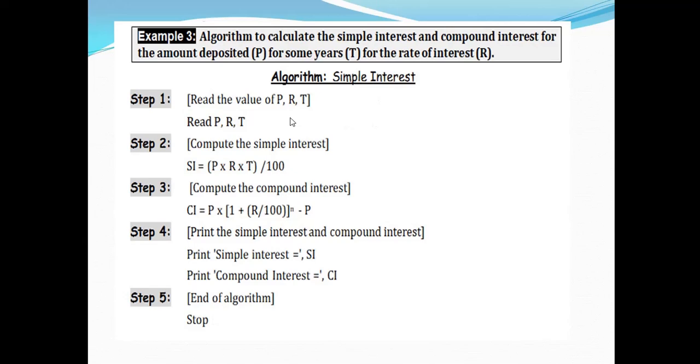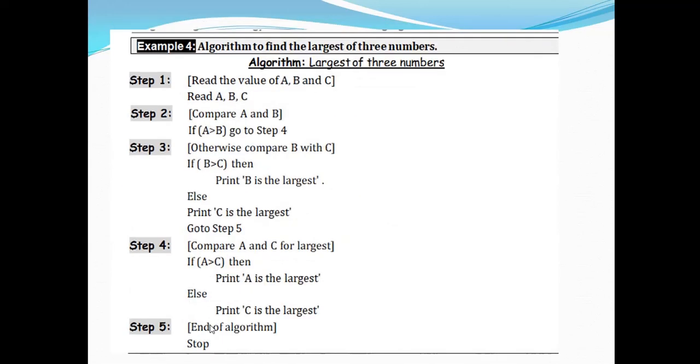By using the principal amount, rate of interest, and number of years, we are going to calculate simple interest and compound interest. SI represents the simple interest and CI represents the compound interest. And stop represents the end of the algorithm.